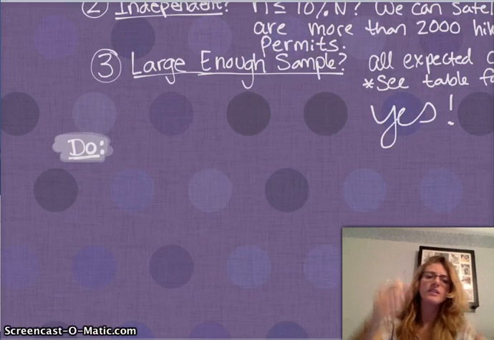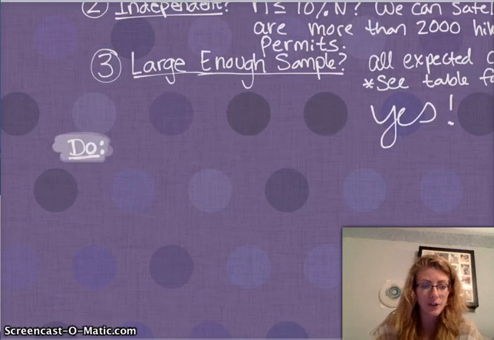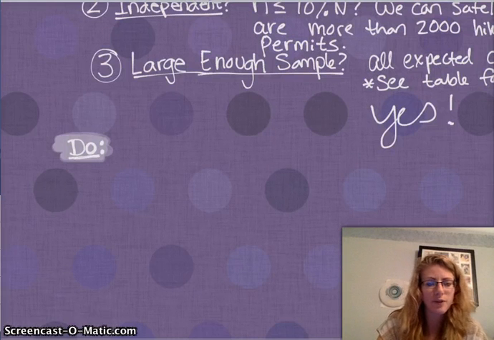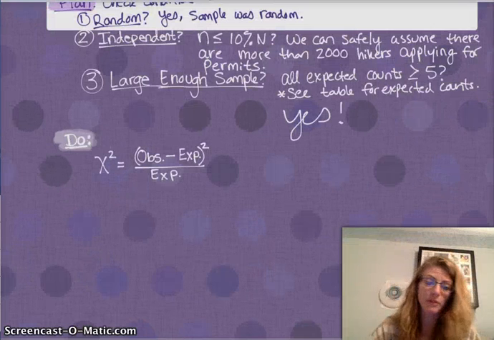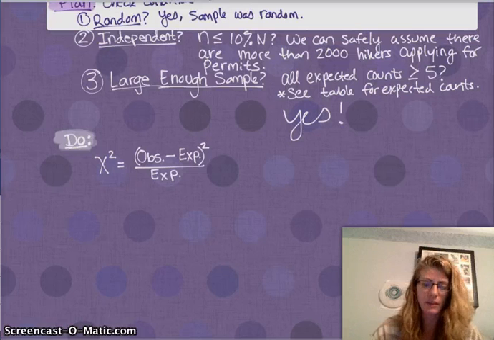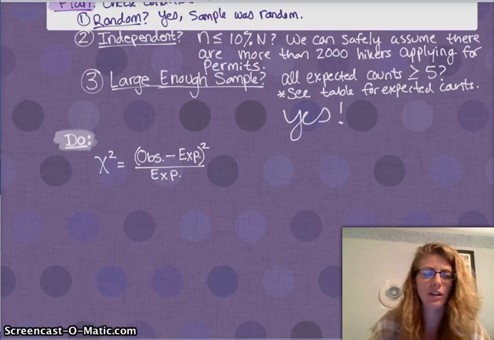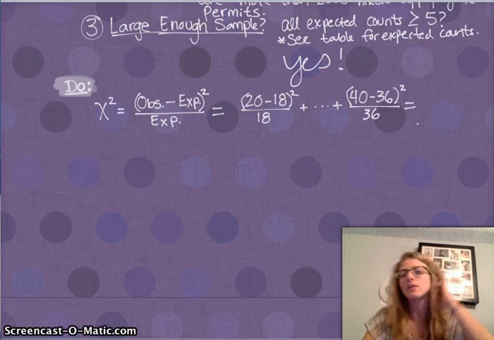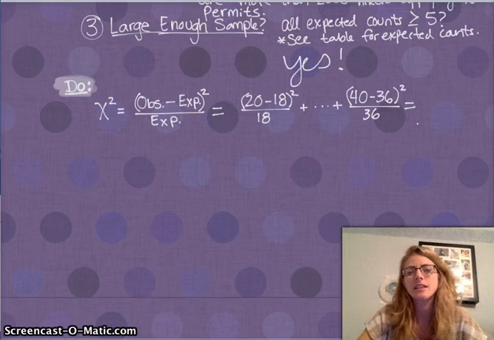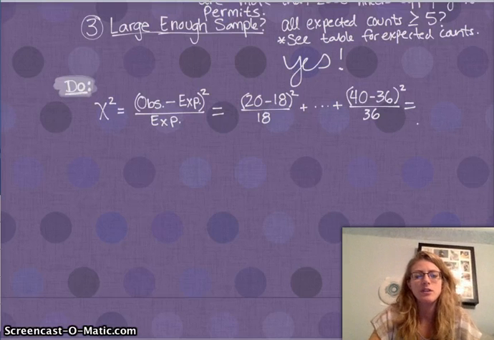Next, calculations. Okay, so we need first our chi-squared value. So let's write that formula in, which as a reminder is on your packet. Observed minus expected squared, all over expected, and then plug in at least 2 of the terms with a dot dot dot in between, and then you can do the rest of your calculations in your calculator. All right, so it looks something like this. 20 minus 18 squared over 18 plus dot dot dot, 40 minus 36 squared over 36. And then we just plug all this into our calculator.